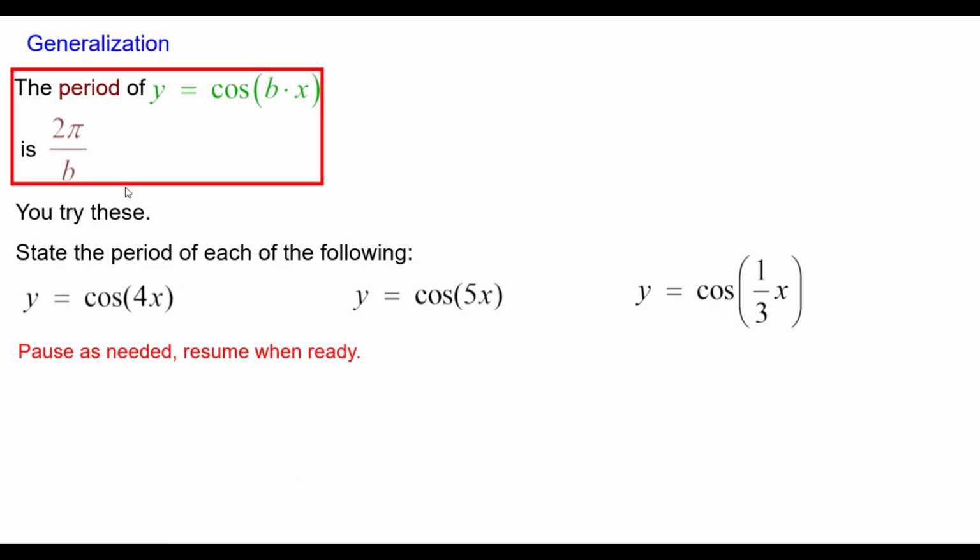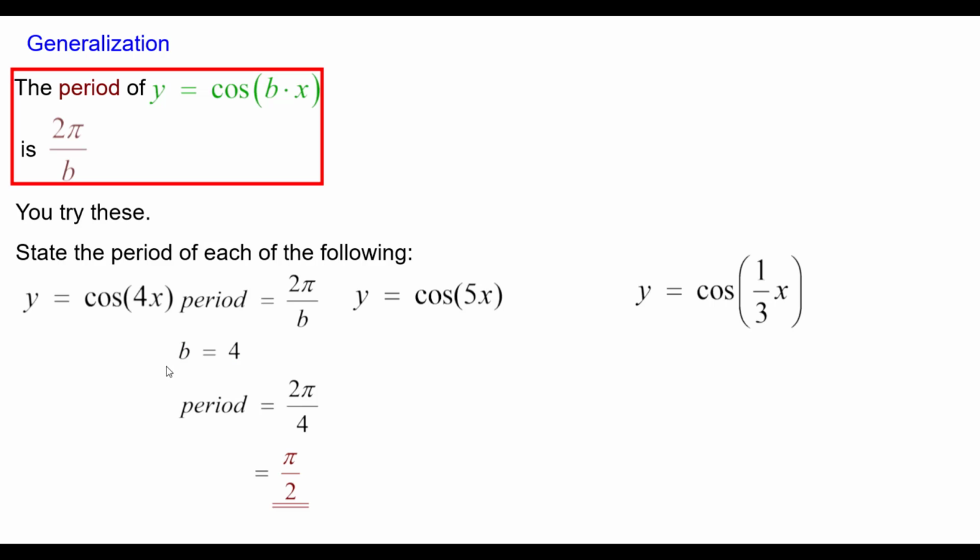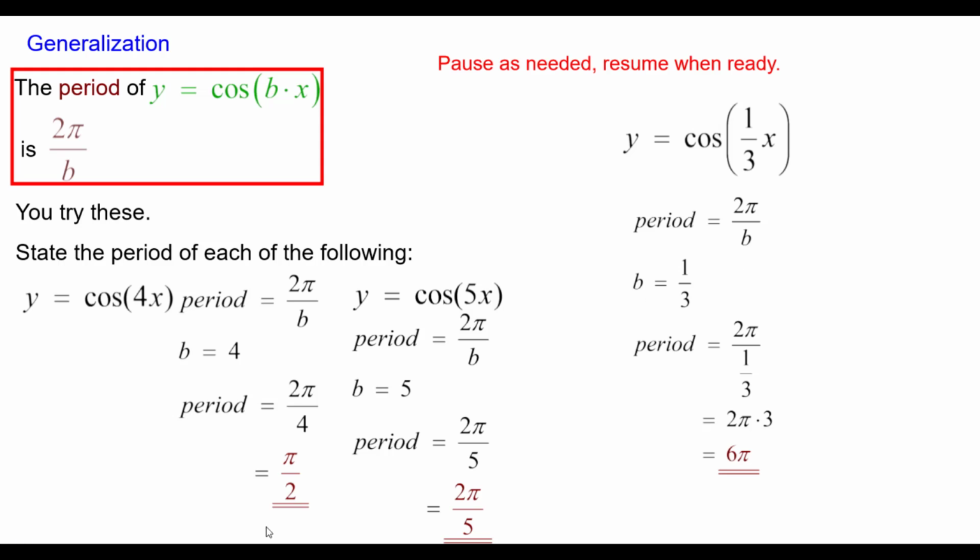Let's see if you can apply this generalization here. Pause to answer these 3 questions. Resume when you're ready. So the first one, the coefficient is 4. 2 pi divided by 4 will become pi over 2. 2 pi divided by 5, 2/5 pi. And the last one, dividing by a third is the same as multiplying by 3. So 2 pi times 3 is 6 pi.